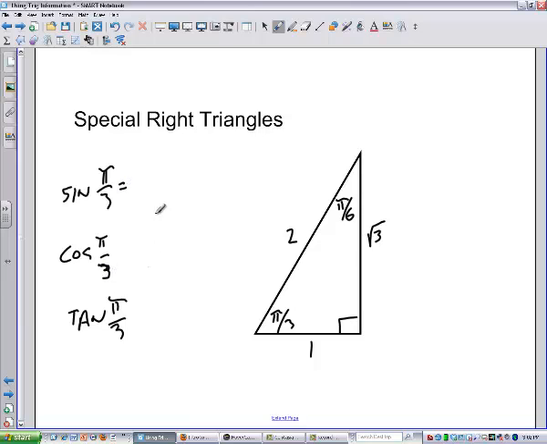We just use our SOHCAHTOA. Sine is the opposite over the hypotenuse, so the opposite side from my pi over 3 is root 3, and the hypotenuse is 2, so the sine of pi over 3 is root 3 over 2. We just leave it at that. Don't need to change it into a number. They're irrational numbers, let's leave them irrational. The cosine is the adjacent over the hypotenuse, which is 1/2. The tangent is the opposite over the adjacent, which is just root 3 over 1, and we won't bother with the over 1. Similarly, we can find the sine, cosine, and tangent of pi over 6, the other angle.